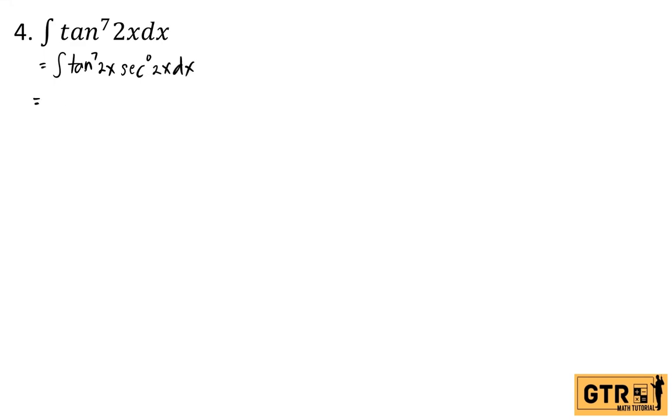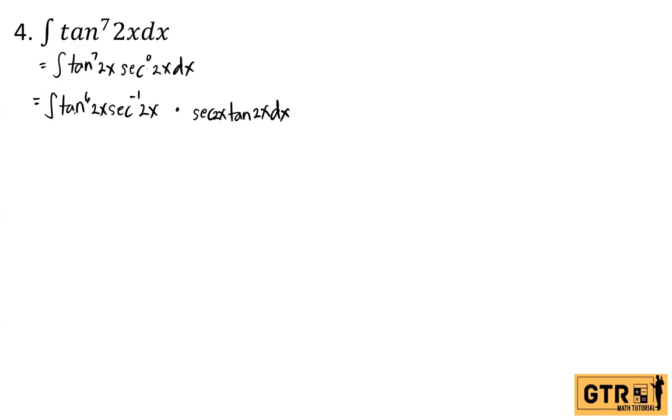Then apply the process. We just need to subtract 1 from the exponent so that we can isolate a product of secant and tangent. So this becomes tangent to the 6th 2x, and subtracting 1 from the secant exponent, secant to the negative 1 of 2x, times secant 2x tangent 2x dx. Take note of the negative 1 here, it is an exponent, and this is not arc secant.